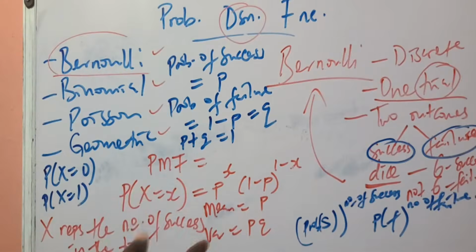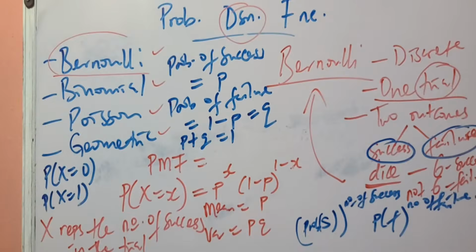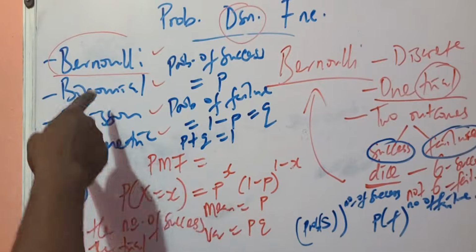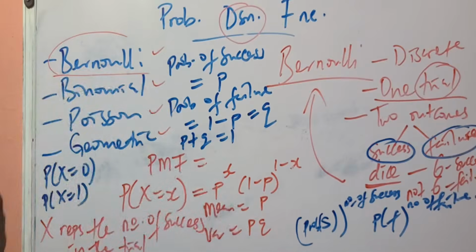So you guys already know the mean and variance of both Bernoulli and binomial. It's that simple. All right. So the mean of a Bernoulli is P, the variance is P times Q. The mean of a binomial is NP, the variance is NPQ. That's just adding the number of trials. All right, so guys, let's now get into examples.